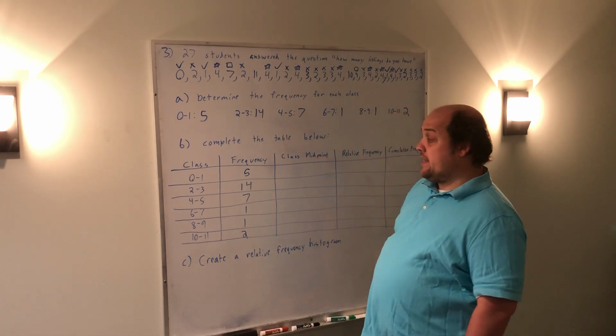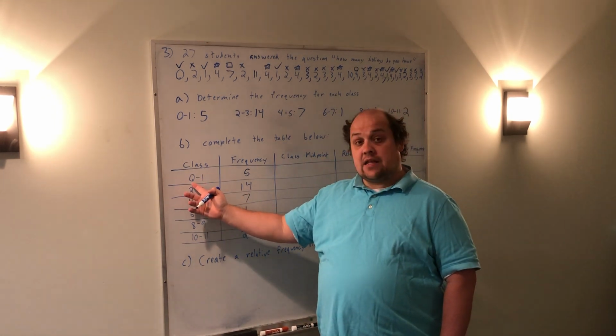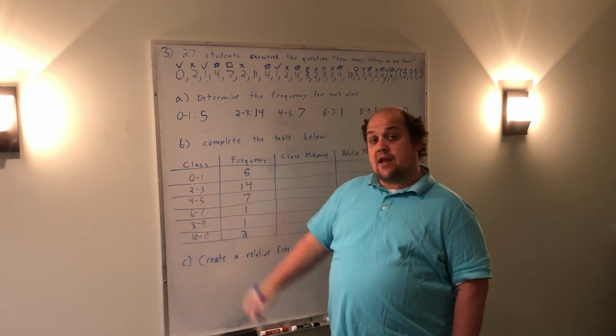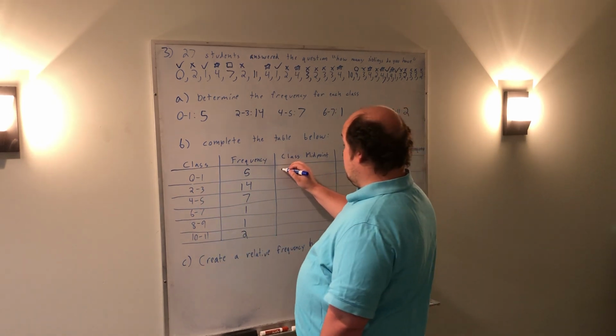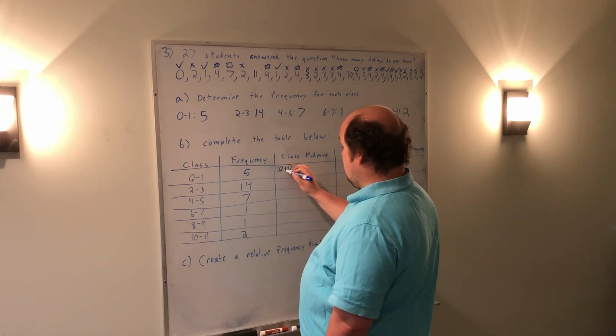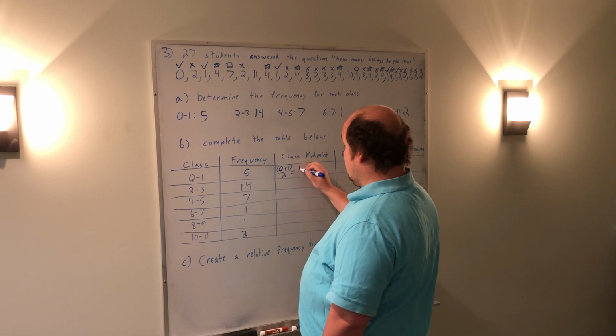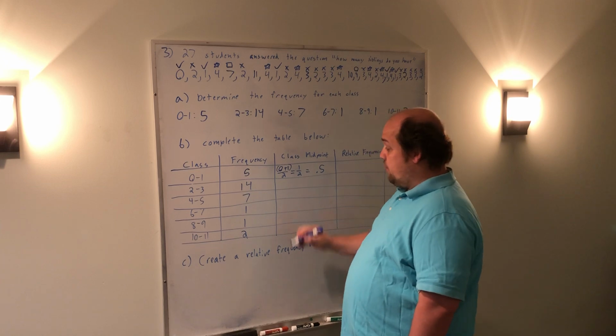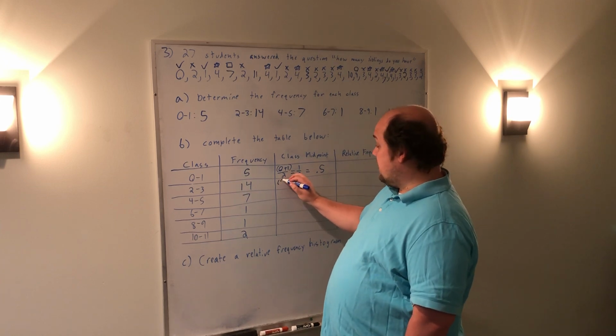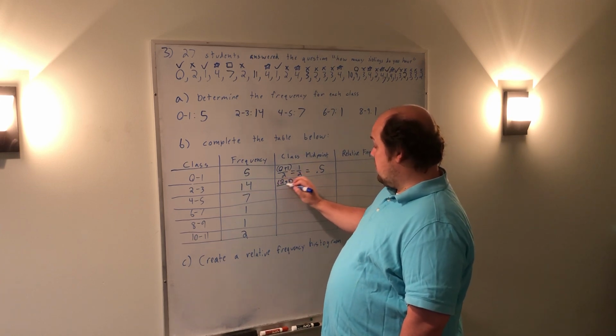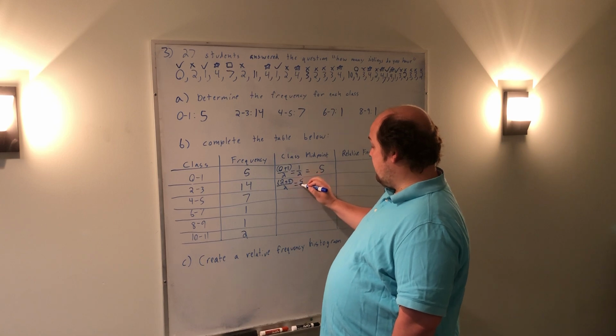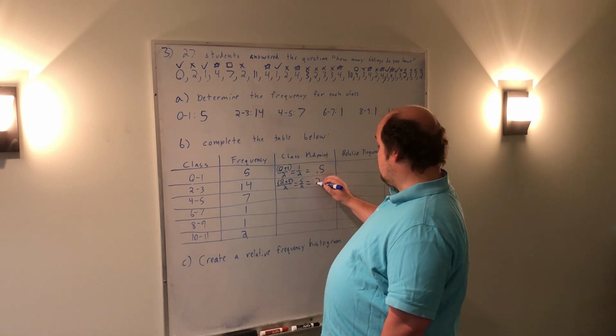The formula for class midpoint is I take lower class limit plus upper class limit and divide by 2. So 0 plus 1 divided by 2 gives me 1/2, or 0.5 as the first class midpoint. If I do it for the second class, 2 plus 3 divided by 2 gives me 5/2, or 2.5.